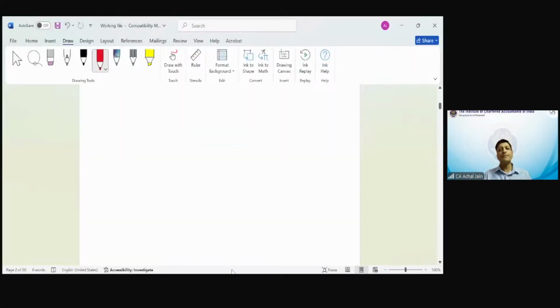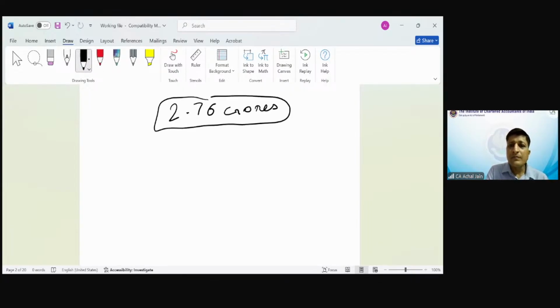See, in this case, what is the total matter? This total demand is for 2.76 crore. Yes or no? Out of 2.76 crore, the company has gone into an appeal. So the company has gone into a litigation for 2.10.